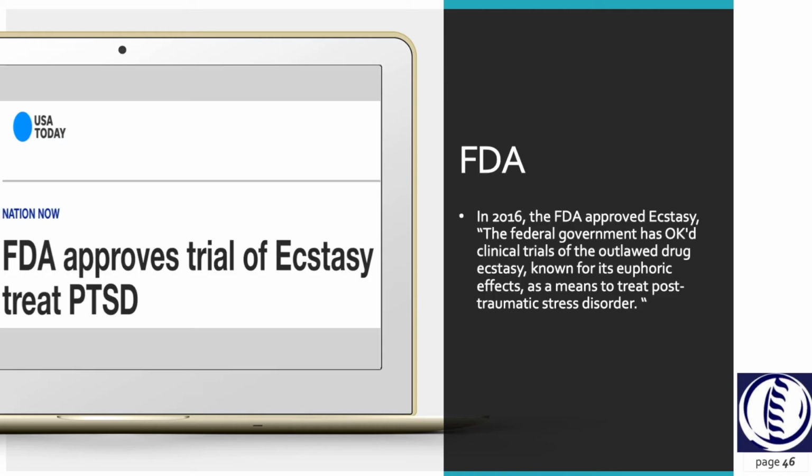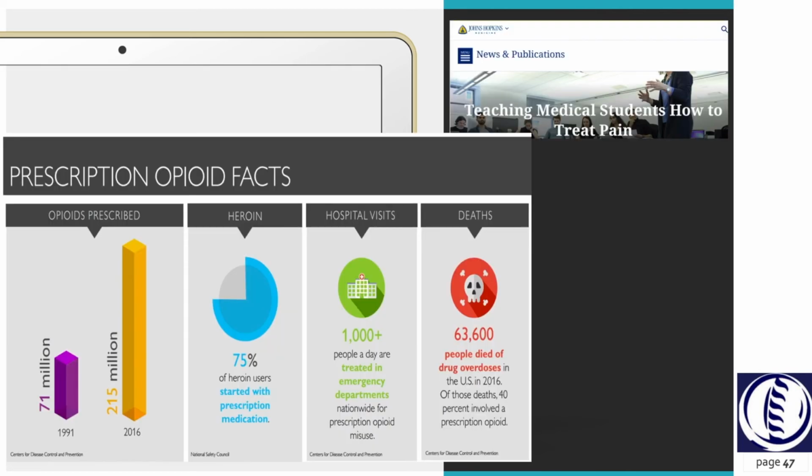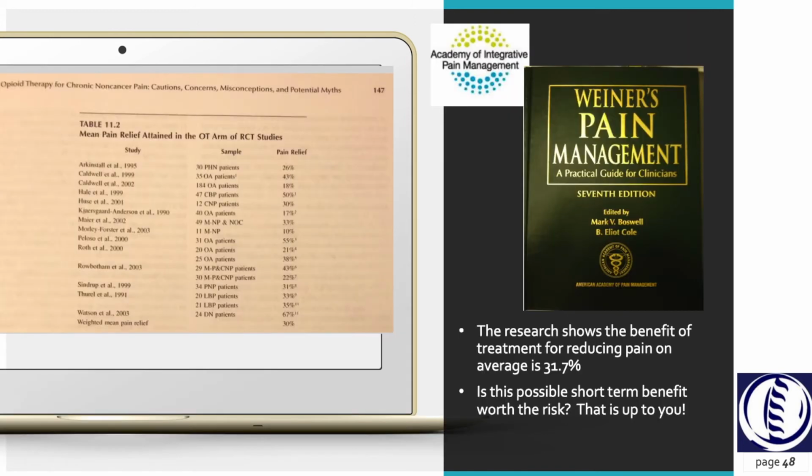And it's not just heroin. Ecstasy was also approved by the FDA in 2016. Johns Hopkins Medical School has reported that the average death rate of opiate usage is 63,600 people per year, of which 25,440 were associated with medical doctor prescriptions. So if we look at the research, according to the American Academy of Pain Management, opiates have a 31.7% average chance of helping people reduce their pain in short durations of time. So as a patient, you have to decide if the possible short-term benefit is worth the possible long-term risk.